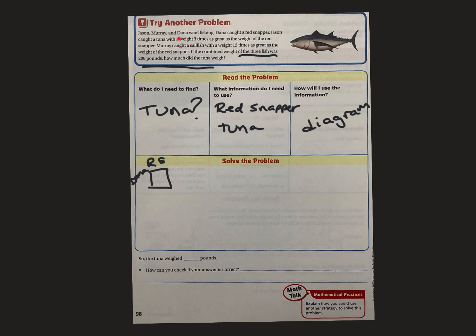Then Jason caught a tuna that weighed 3 times the weight of the red snapper. So that's the red snapper's weight. So 3 of those is the tuna that Jason caught. And then it continues, more information.